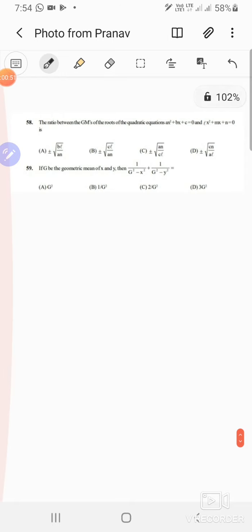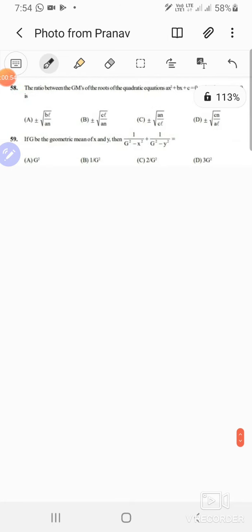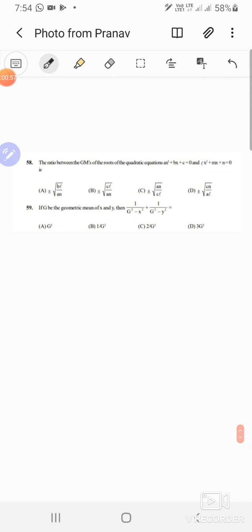Okay, so the ratio between the GMs of the roots of the, I think this is the last question. Fine. So if the ratio between the GMs of the roots of the quadratic equations ax squared plus bx plus c equals 0 and lx squared plus mx plus n equals 0 is, wait, what? Oh, okay, I got it. So the ratio between the GMs of the roots of the quadratic equation is going to be the square root of alpha beta, say this has roots alpha and beta, upon the square root of gamma into delta.